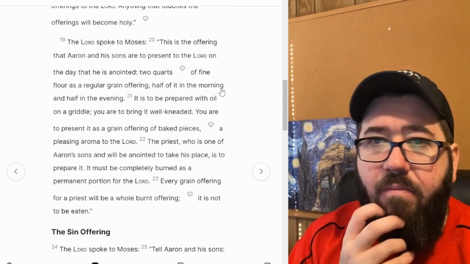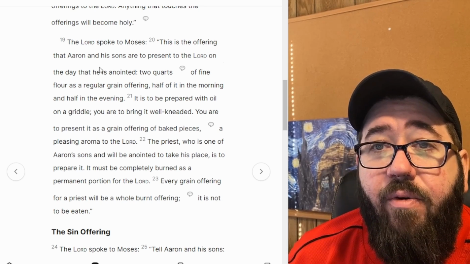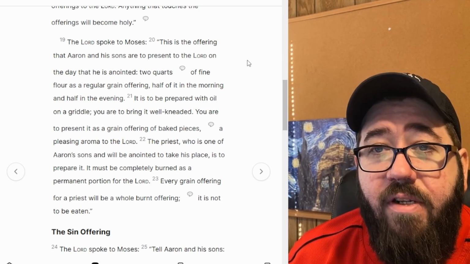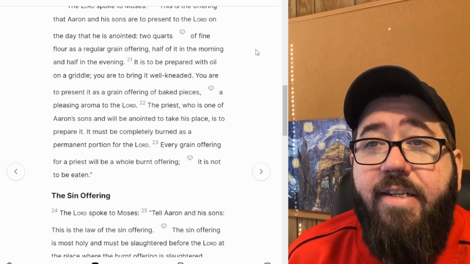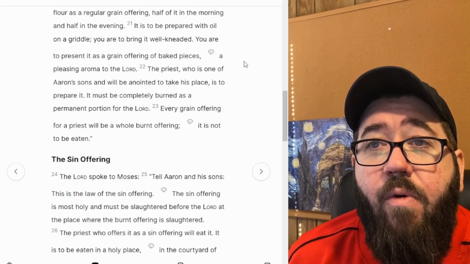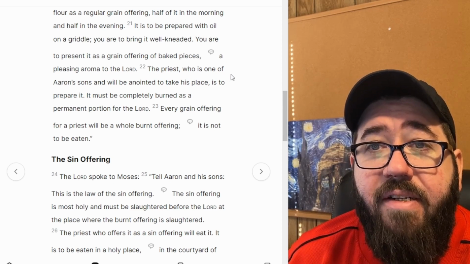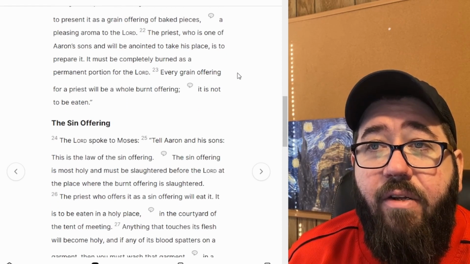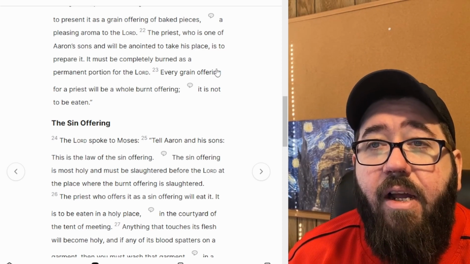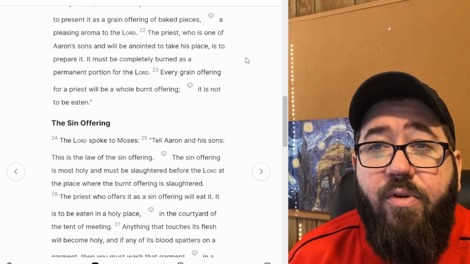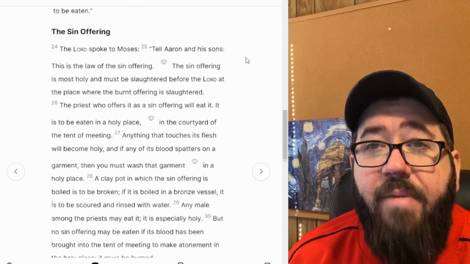Okay, 19. The Lord spoke to Moses, "This is the offering that Aaron and his sons are to present to the Lord on the day that he is anointed: 2 quarts of fine flour as a regular grain offering, half of it in the morning and half in the evening. It is to be prepared with oil on the griddle. You are to bring it well kneaded. You are to present it as a grain offering of baked pieces, a pleasant aroma to the Lord. The priest, who is one of Aaron's sons, who will be anointed to take his place, is to prepare it. It must be completely burned as a permanent portion for the Lord. Every grain offering for a priest will be a whole burnt offering. It is not to be eaten."